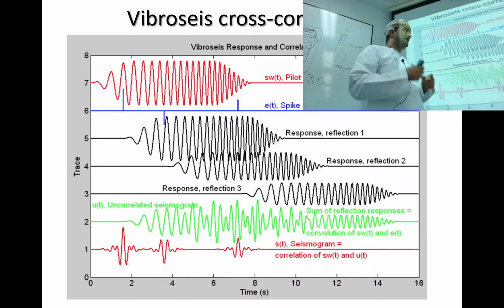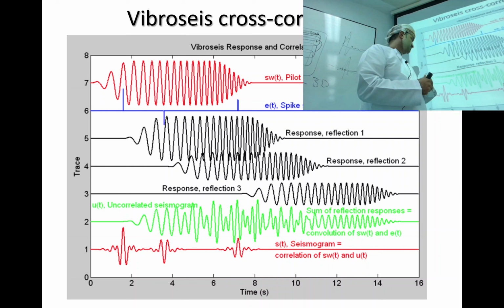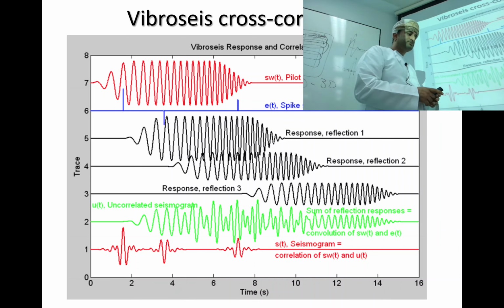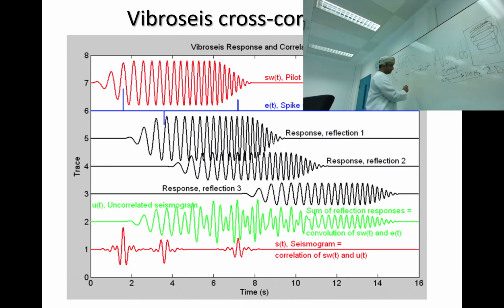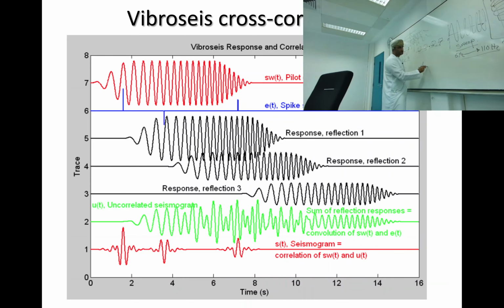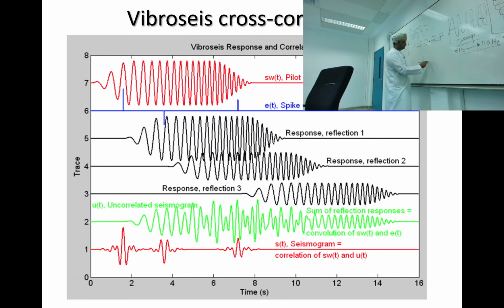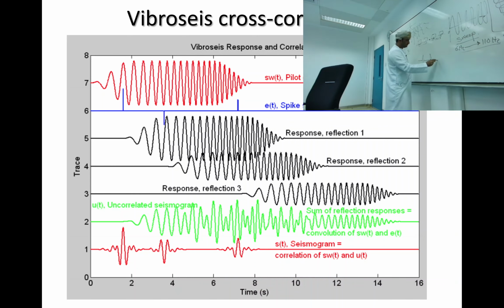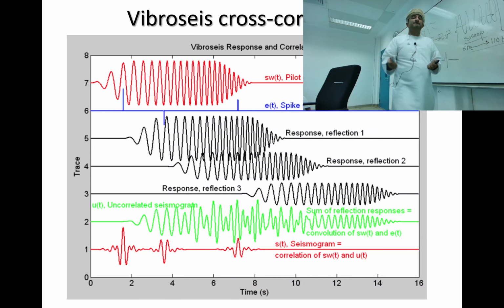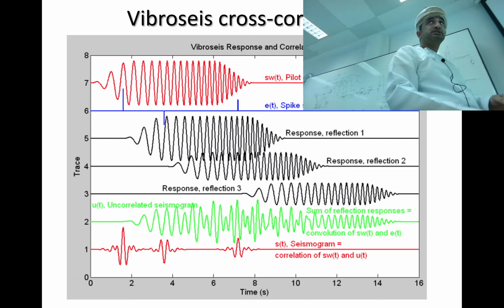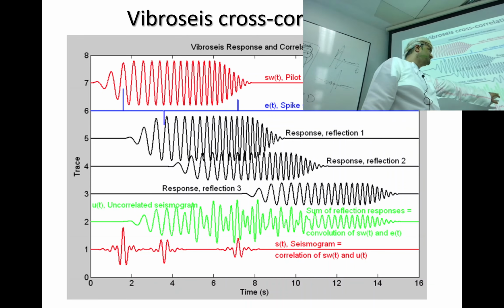Yeah, if you use hammer and dynamite, it gives you something like that. So this is 1, maybe 2, 3. That's if you use a hammer or a dynamite, whereas the vibroseis gives you this signal.